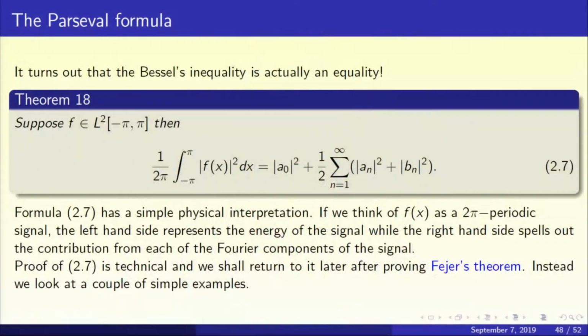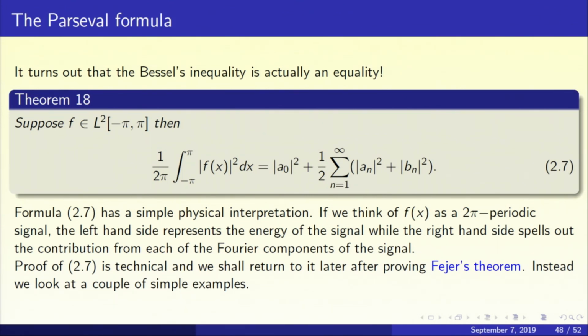It turns out that Bessel's inequality is actually an equality, and that is Theorem 18, and this theorem is called the Parseval formula. Suppose f is in L² of (−π, π). Then 1/(2π) ∫_{−π}^{π} |f(x)|² dx equals |a_0|² plus 1/2 Σ_{n=1}^∞ (|a_n|² + |b_n|²), equation 2.7. Formula 2.7 has a very simple physical interpretation.